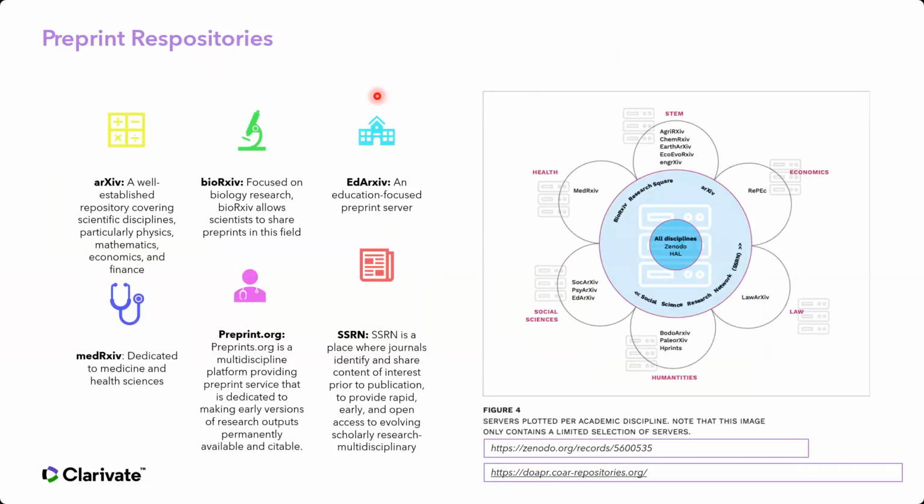Just to show some of the preprint repositories: from arXiv to bioRxiv to EdArXiv, which, as you know, is an education-focused server, medRxiv, Preprints.org, SSRN, and so on. This figure I got from a paper that has been published in zenodo.org. It says there are lots of repositories related specifically to subjects like STEM, economics, and even law, humanities, and social sciences. Along with that, there are also more general repositories here that you can see: bioRxiv, Research Square, Social Science Research Network, SSRN, etc.